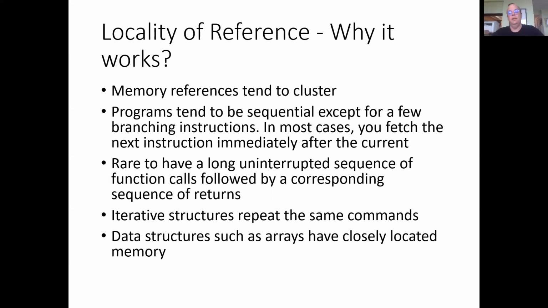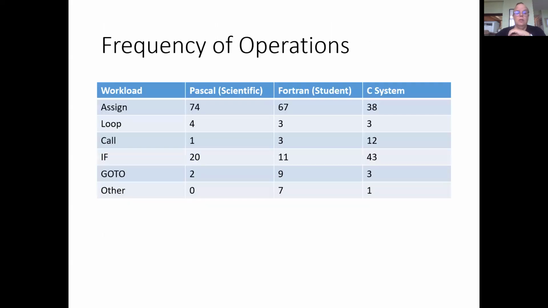And last but not least, data structures such as arrays also have closely located memory. Think about an array: the next move is the unit of the type, like for an integer being 4 bytes, moving forward 4 bytes in memory. So, all very close by. And this plays out in programs.